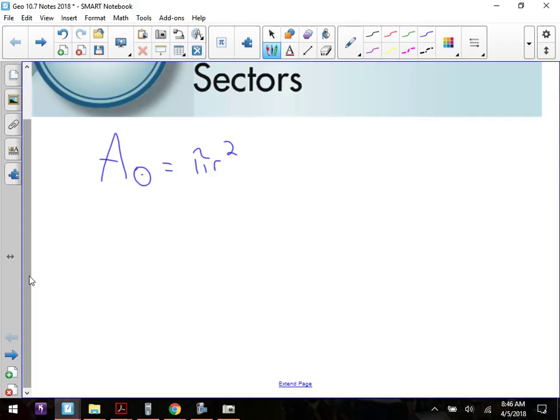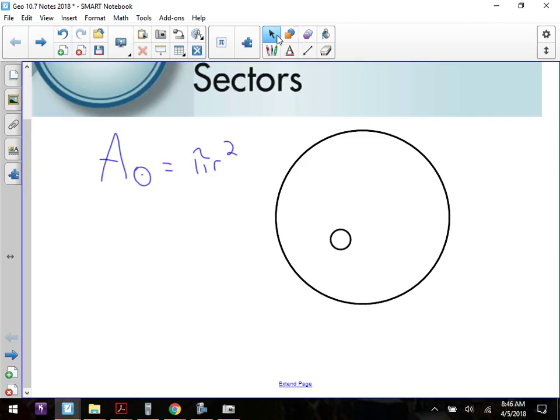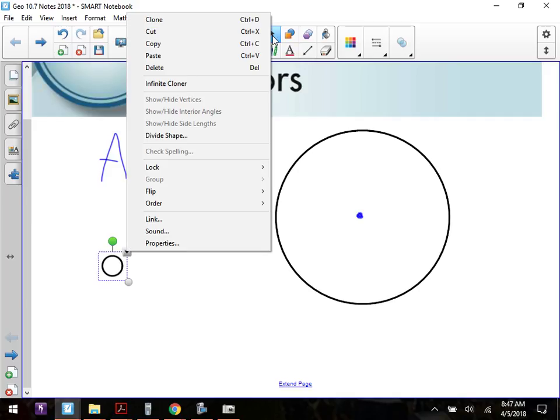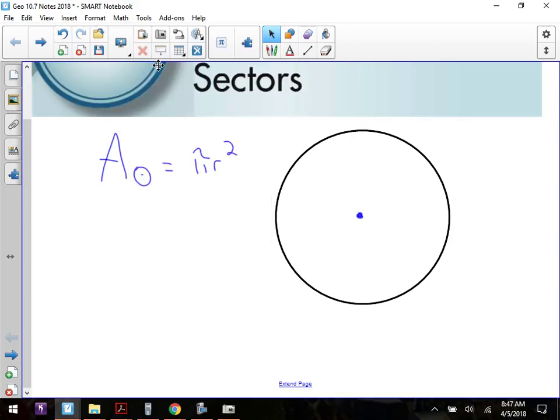Now, what we're going to talk about today is what's called a sector. A sector is a portion of a circle. So if you have a circle, it depends on how much of the circle you're looking at, and you're kind of on the right idea here. Regular boring circle. A sector is a piece of it. A sector is a portion of the circle.